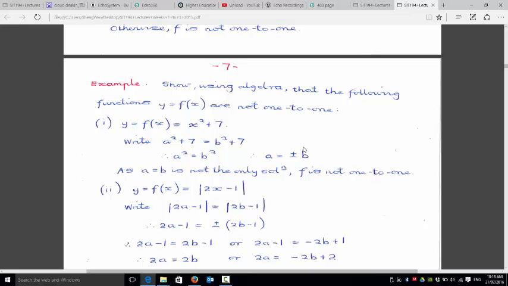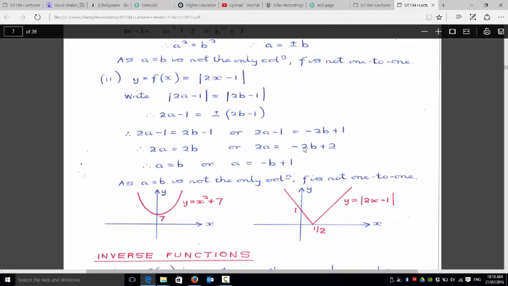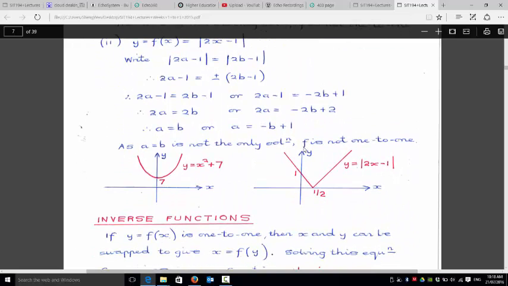At this moment, because a is equal to b is not the only solution, this function is not a one-to-one function. Let's come to the next example.